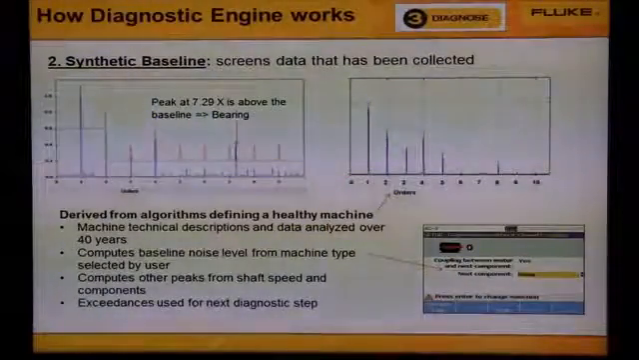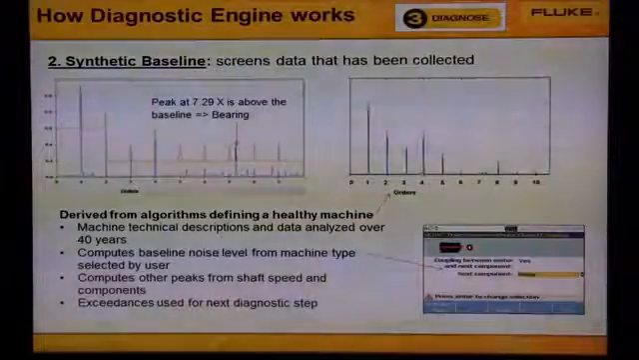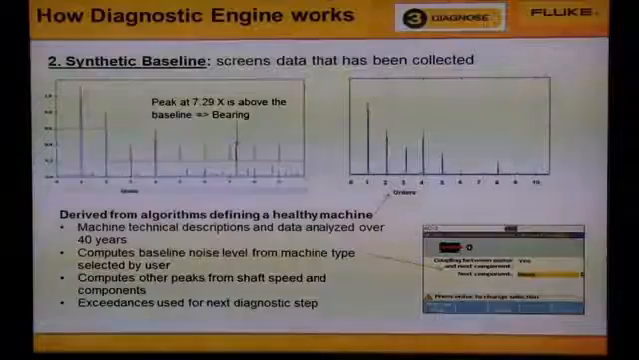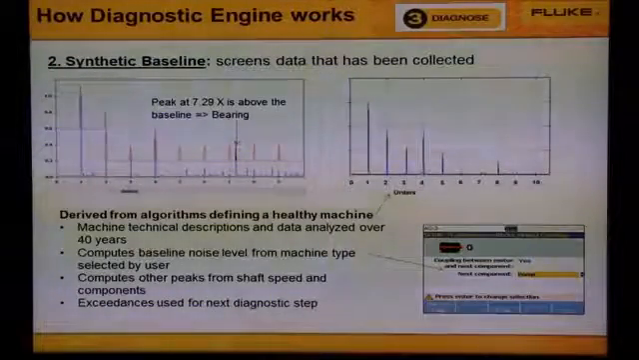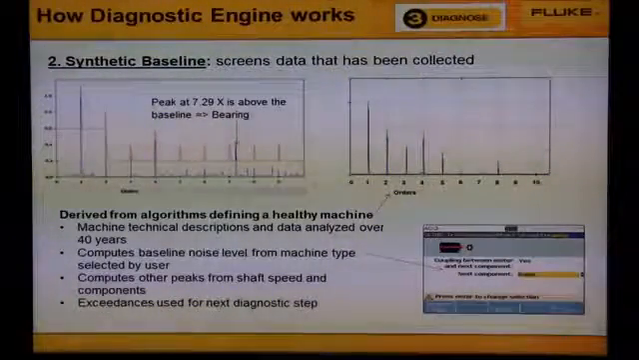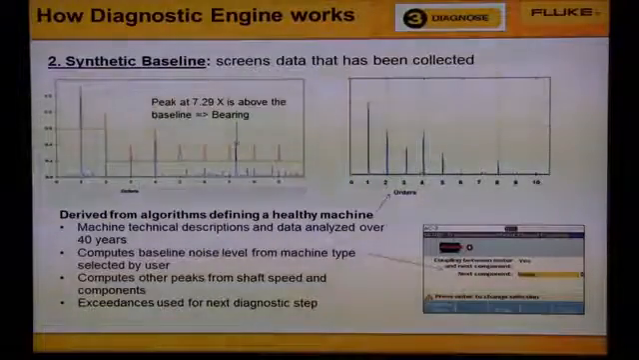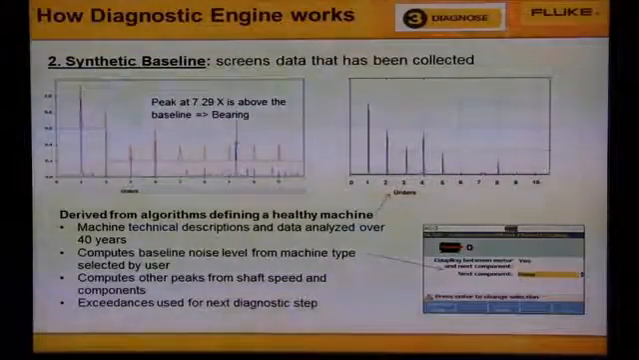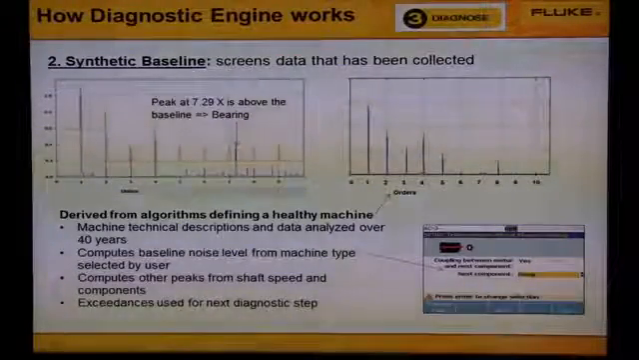Step number 2 is to generate a synthetic baseline. This is performed every time the measurement is diagnosed. From the information selected by the user during machine setup, the diagnostic engine searches its database, compiled over 40 years from hundreds of thousands of machines, to find what a machine of the same category would look like.